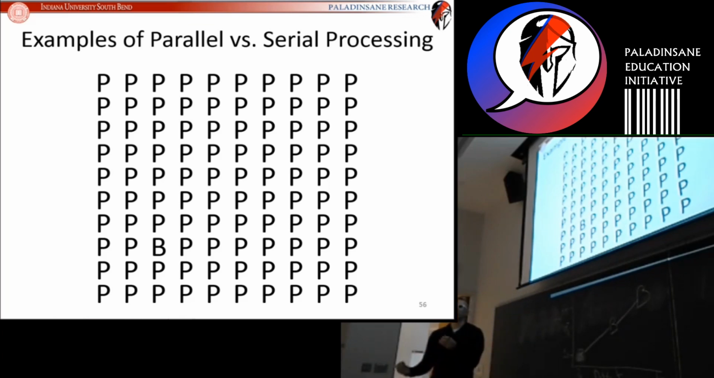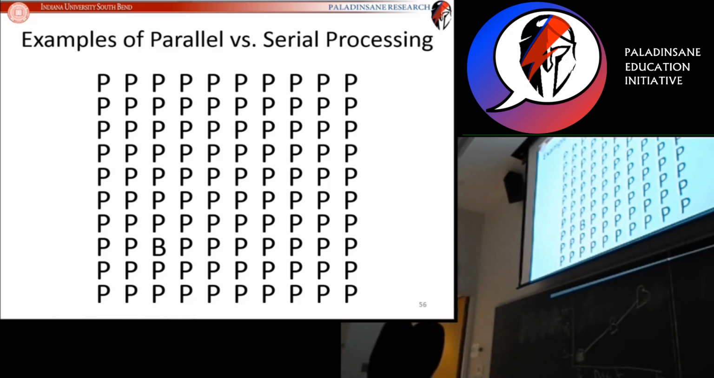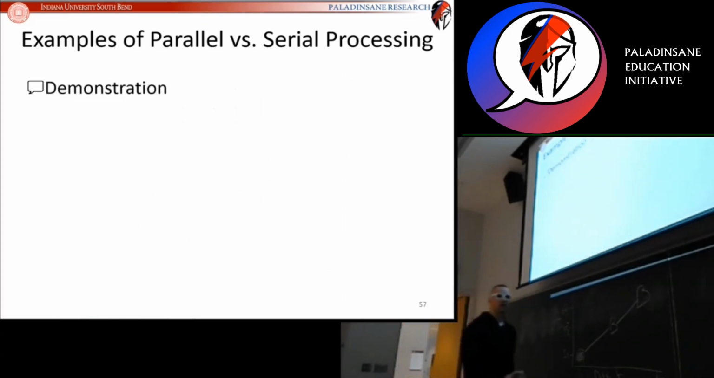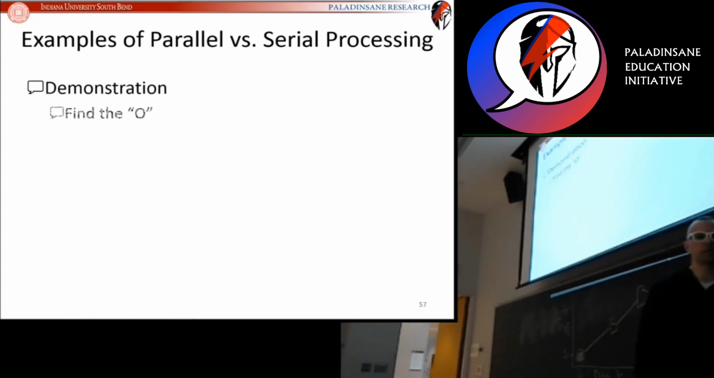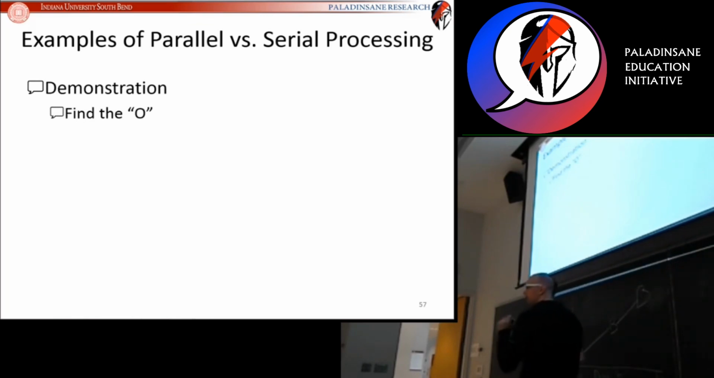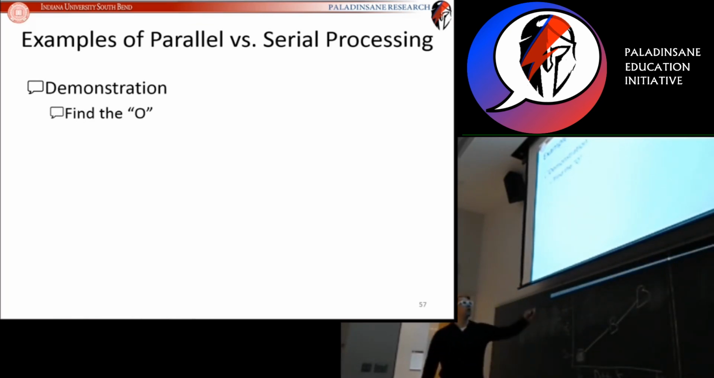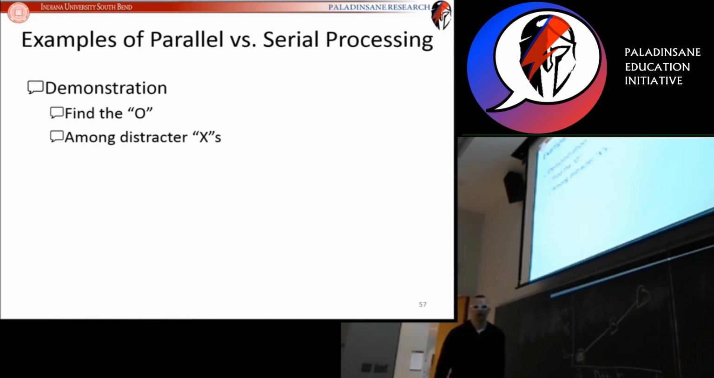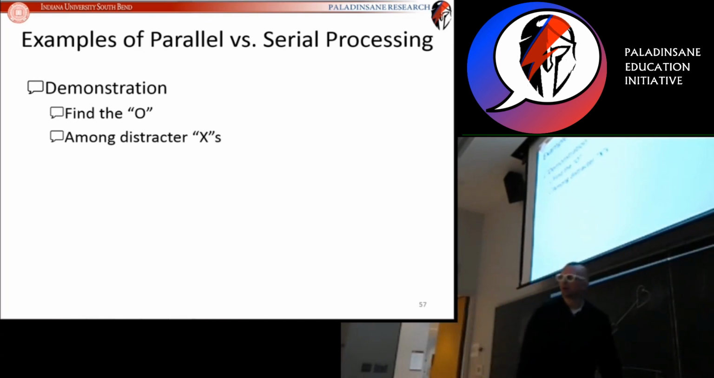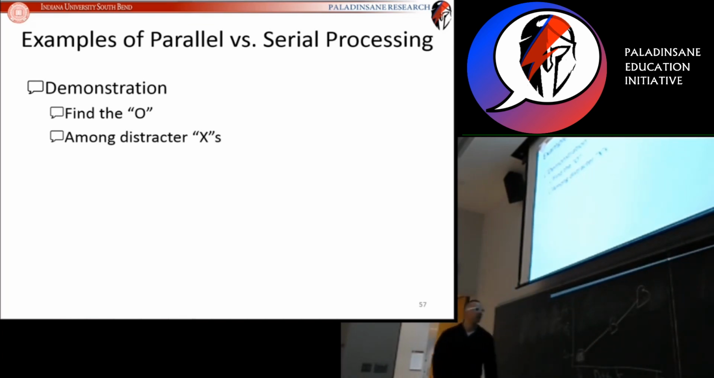So that's one type of processing. Let's take a look at another type of processing. So we're going to go through this again, but this time we're going to change up the letters. And what I want you to do is I want you to find the O. So we're looking for an O, and it's going to be among distractor X's. So once again, hands up as soon as you see it, and we'll begin right now.